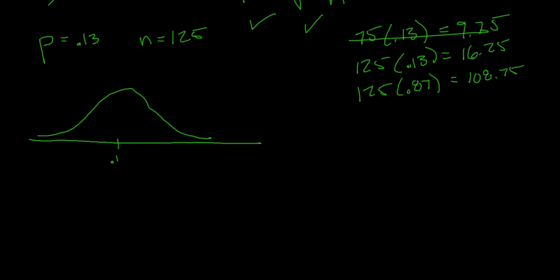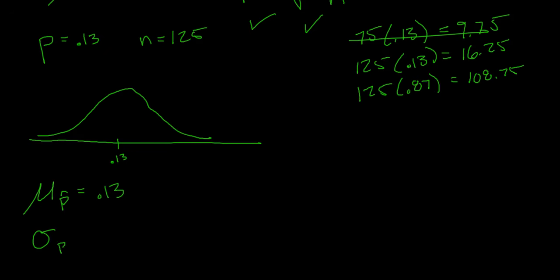Right smack dab in the middle is going to be the truth, 13%. Now, is every sample going to come back 13%? Nope. In fact, 50% are going to come back higher and 50% are going to come back lower because it deviates. So I expect the average of all those samples to be 0.13. I don't expect every sample to be 0.13, but I expect the average of them all to be.